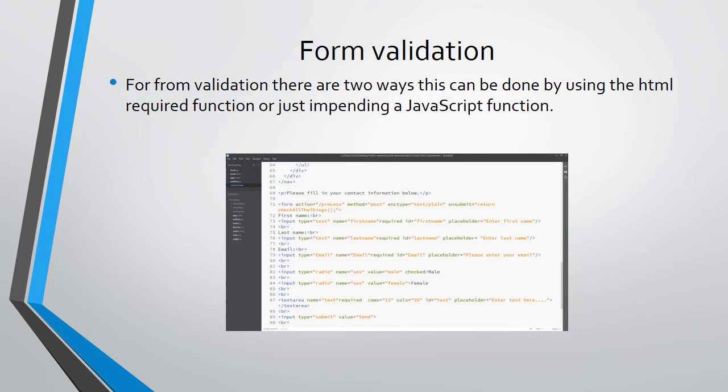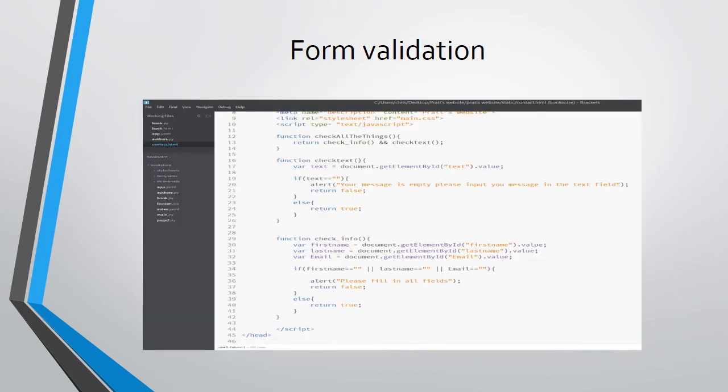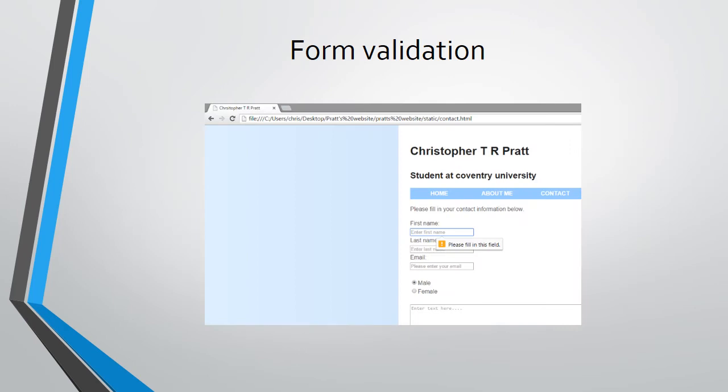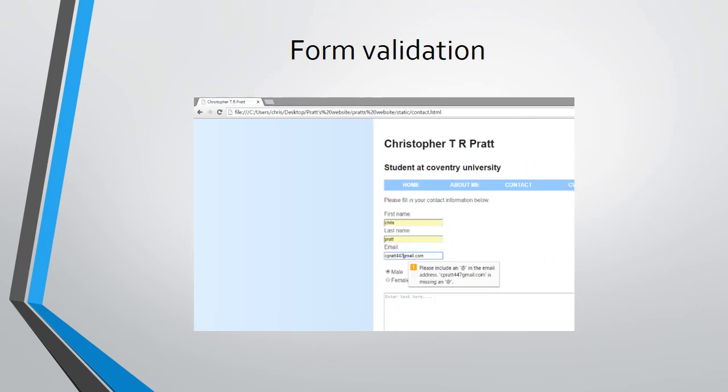Form validation, I've done this in two methods. The first one is the HTML required function. And it is through a JavaScript. As you can see here, this script listens out to see if the field is empty. If it is empty, it'll put up a text box saying, your message is empty, please input your message into the text field. This is an example screenshot of the HTML5. It's looking for information within the first name field. There's no information, please fill in. Same with the email. However, if you input the email address incorrectly, it will ask you to input the email correctly.